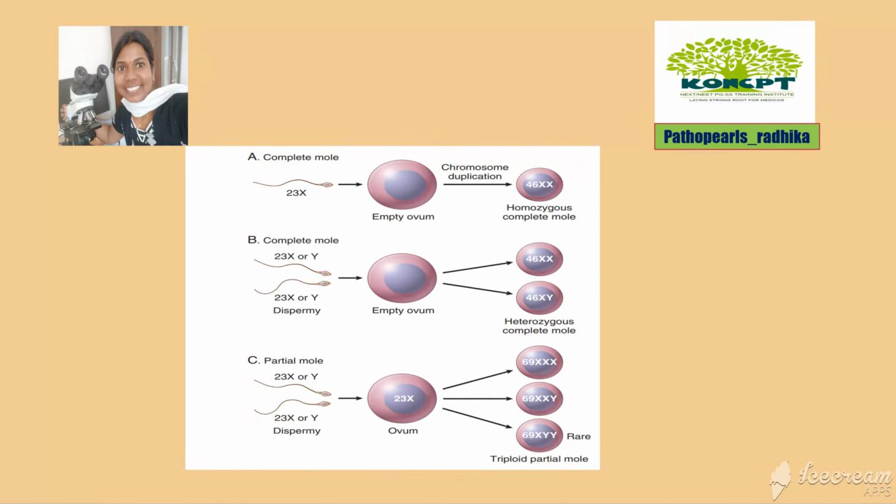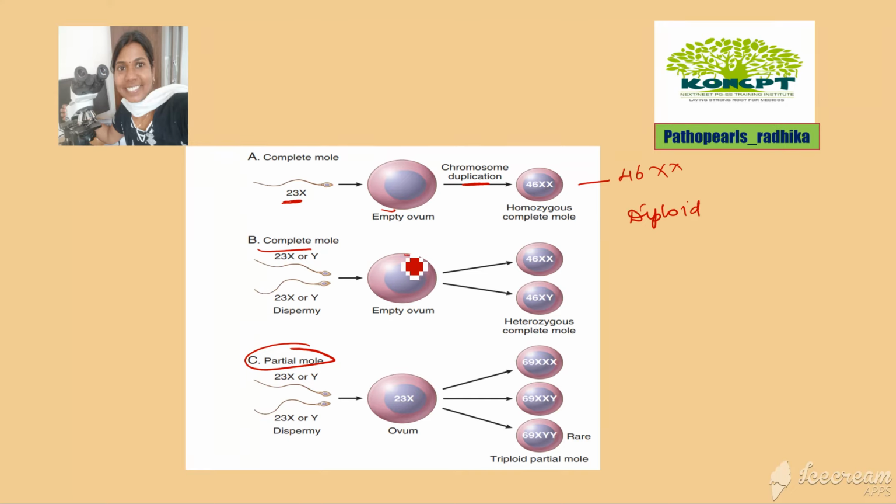Now let's move on to the pathogenesis. So you have a partial mole and a complete mole. Remember, a complete mole is always an empty ovum. Okay, so don't forget that. When you have an empty ovum fertilized by a sperm and then it duplicates, you get a 46XX chromosome. So complete mole is diploid.